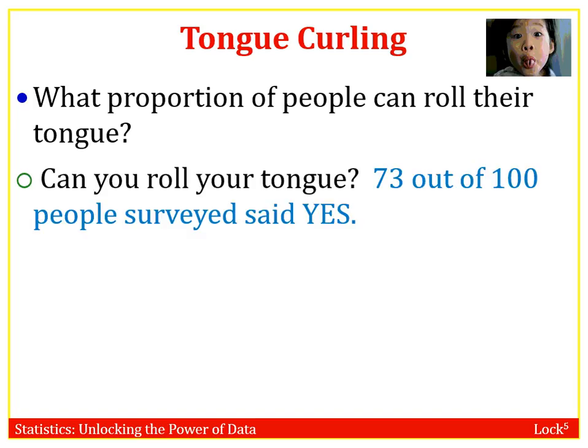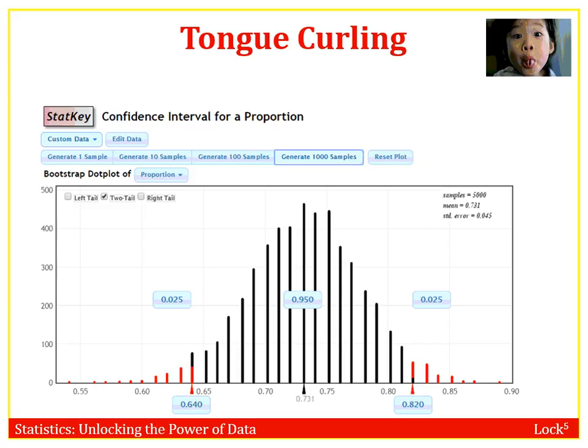So we ask people yes or no if they can roll their tongue. 73% said yes. So 73 out of 100 said yes. So we could visualize this with StatKey using our confidence interval of a single proportion. You would want to edit your data, putting in 73, your sample size of 100. Generate 5,000 samples, hit two-tail to get your confidence interval, and we get this to show up here. It also gives us our standard error.